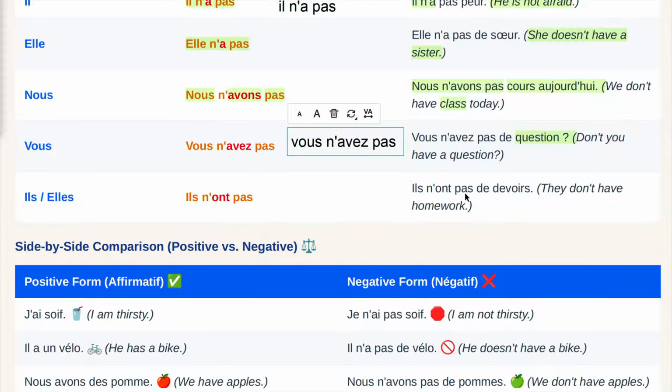They don't have the homework. So, ils n'ont pas de devoir. Write down for homework, it's devoir, DEVOIRS. Write down this vocabulary on the notebooks quickly.